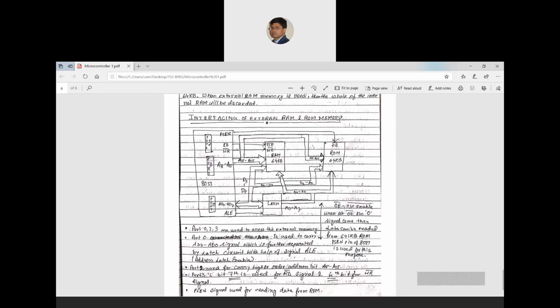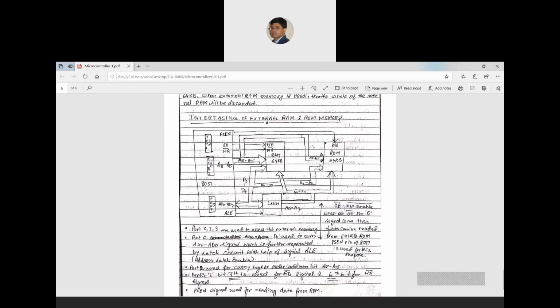This address bus, A0 to A7. And at that moment, what I am doing is enabling either the RAM or the ROM chip. By PSEN I can enable the ROM.